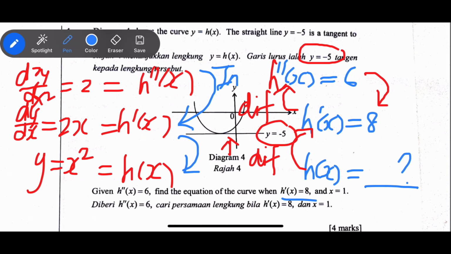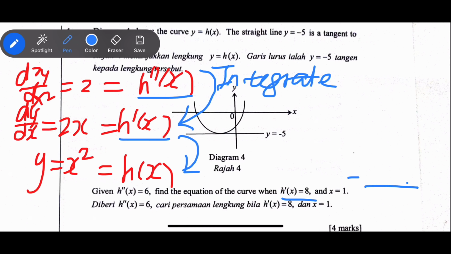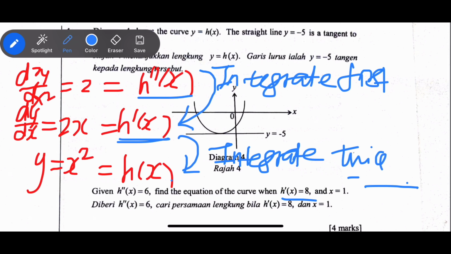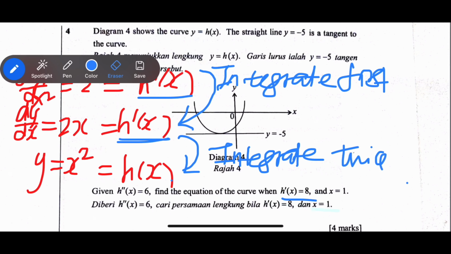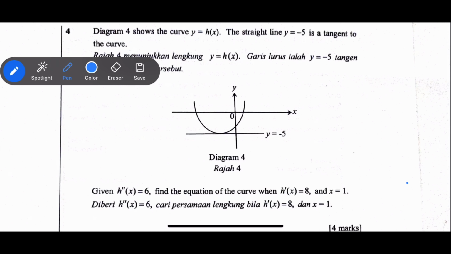So you see, when you start, you differentiate. So when you want to get back your function, you must integrate. The moment you integrate your d2y/dx squared, you will get your dy/dx. And then when you integrate your dy/dx again, you will get your function, which is h(x), or you call it y. From the function, you differentiate to get h prime x, and differentiate a second time to get h double prime x. Then if you integrate, you get back dy/dx from d2y/dx squared. Alright, so I'm sure you understand. After you understand the concept, we can proceed to the next step: finding h(x), which is actually the equation of the curve.